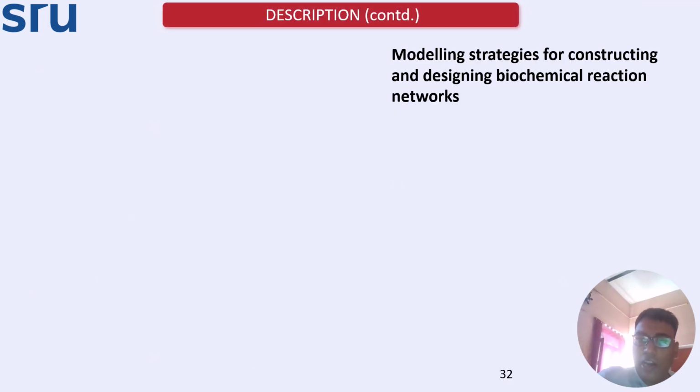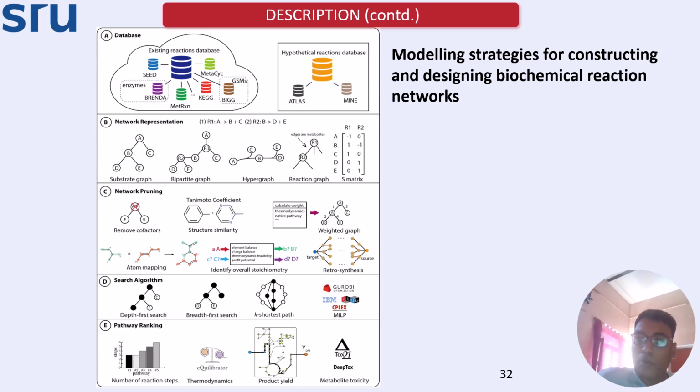So now if I ask you what is the modeling strategy for constructing and designing the biochemical reaction network, understand that there are databases. Different databases are used. This is the prime source for all the information. Select the genome atlas, the complete reaction part, MINE database, all these parts come up here. Once they are there, I'm able to build the network.